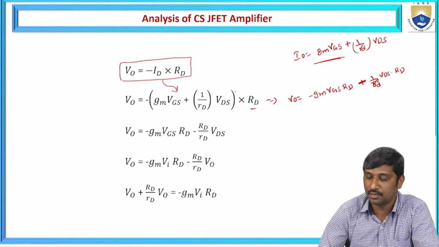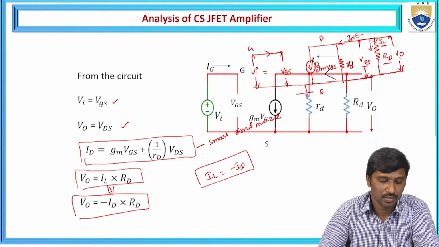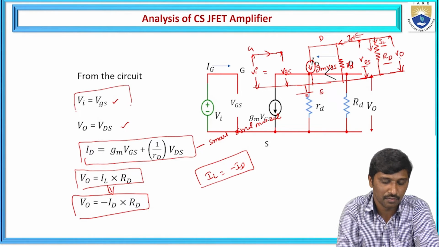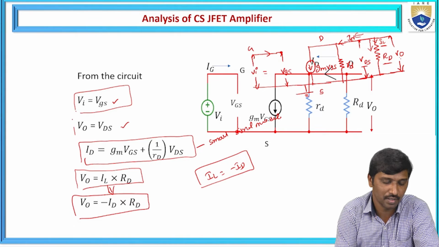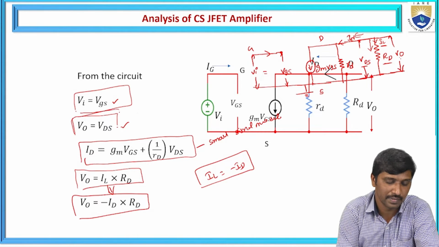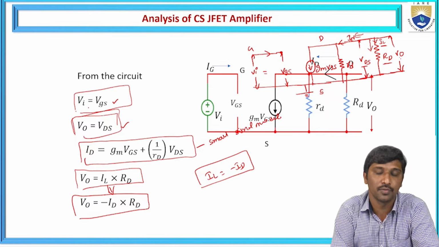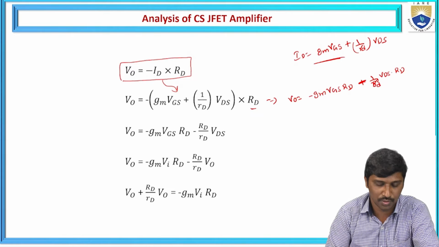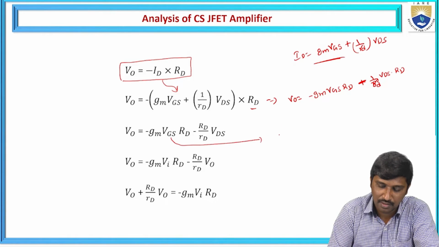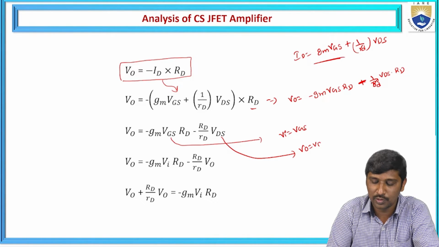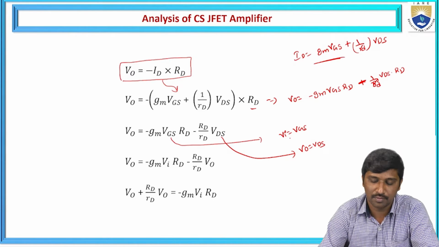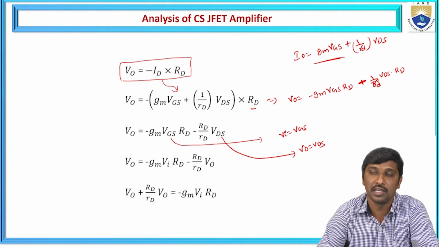Previously, from the circuit analysis, we observed that Vi is equal to VGS and V naught is represented as VDS. Means VGS is equal to Vi and VDS is represented as V naught. So here I am going to substitute: Vi is equal to VGS, and V naught is equal to VDS from the circuit analysis. Hence, I am going to replace these two terms with Vi and V naught values.